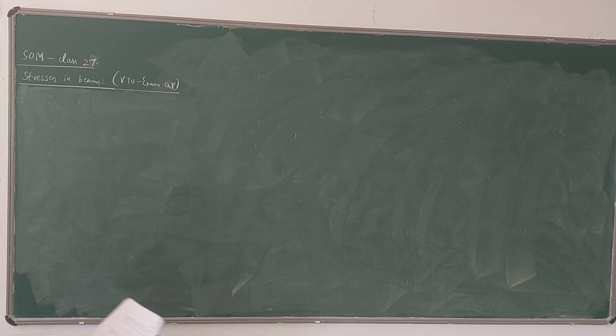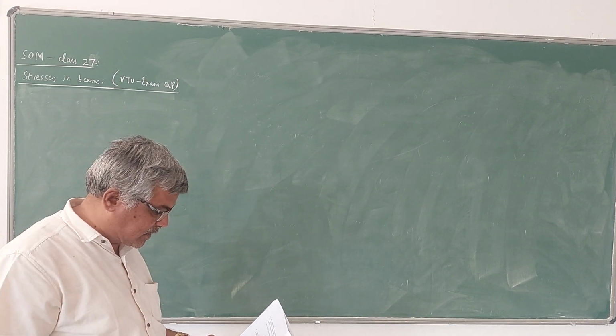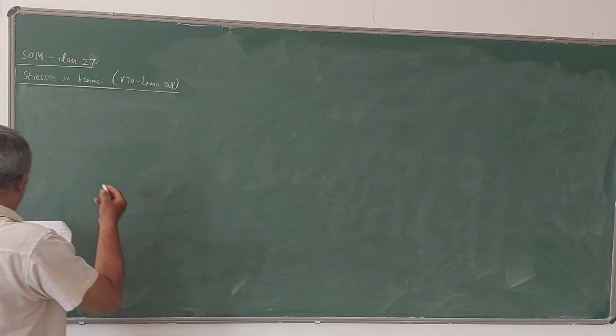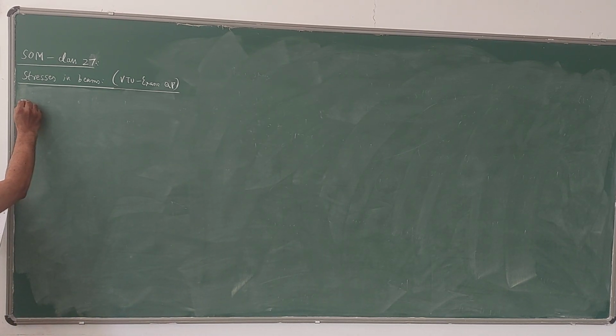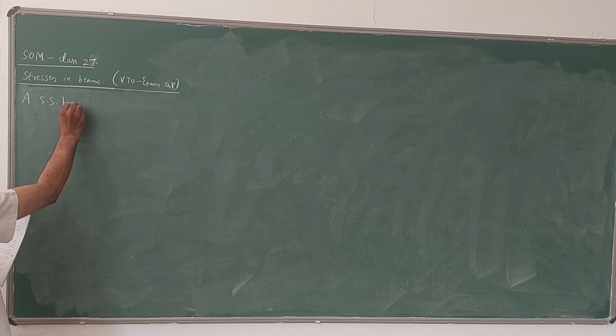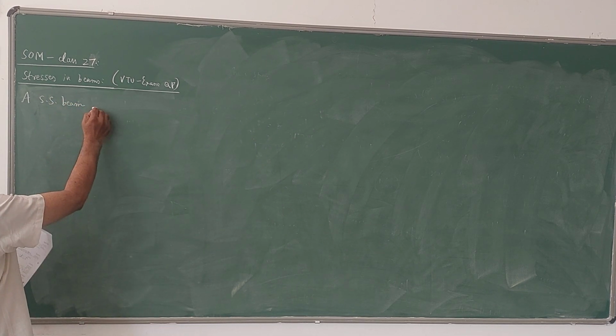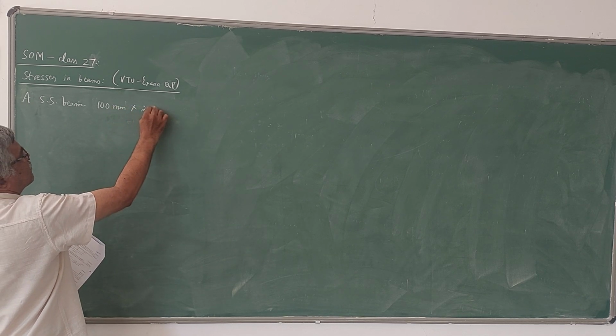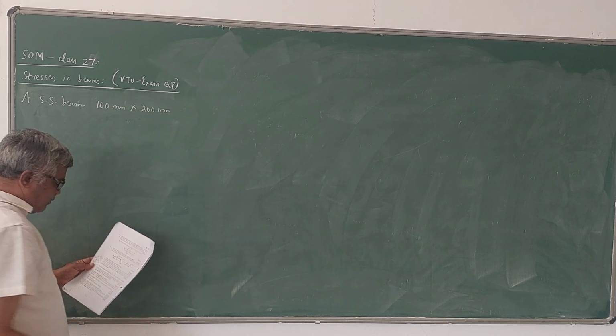So let us solve a problem on bending and shear stress. Examination problem in this class. So the question runs like this: a simply supported beam, 100 mm by 200 mm. That means 100 mm width and 200 mm depth.